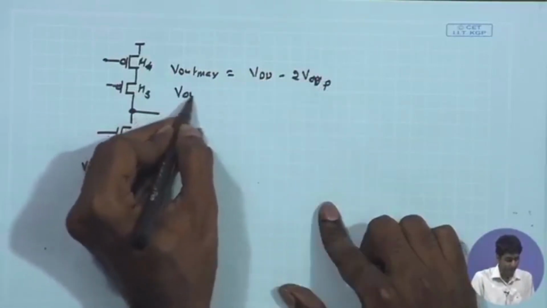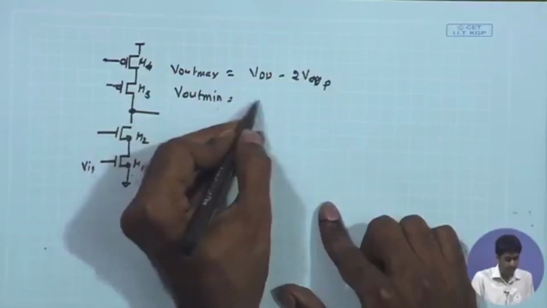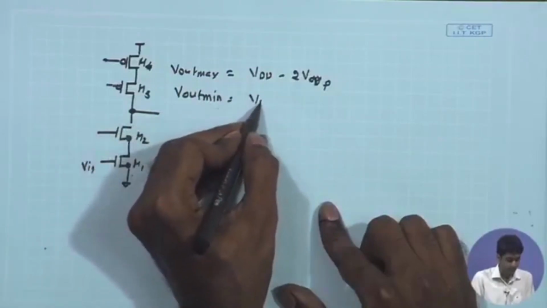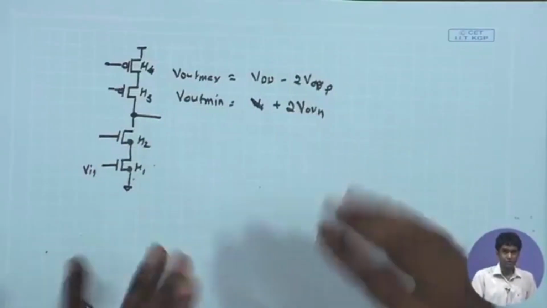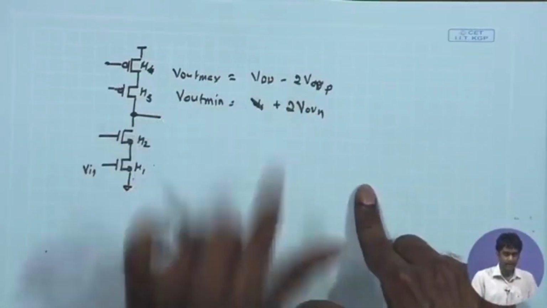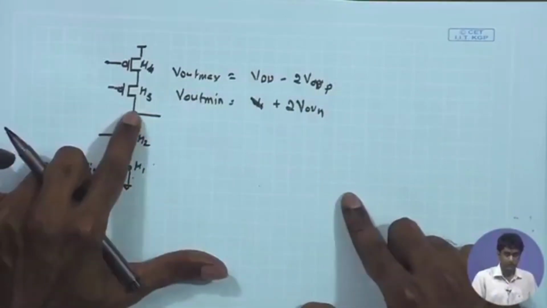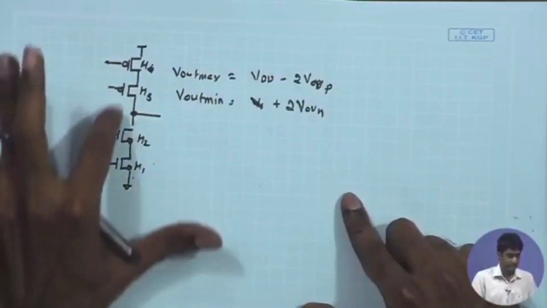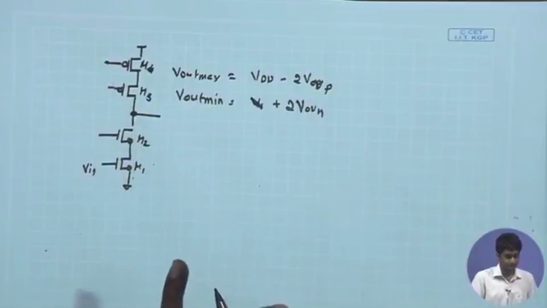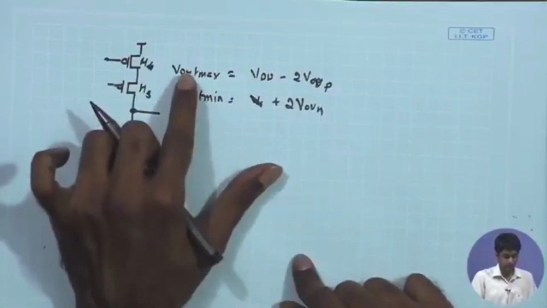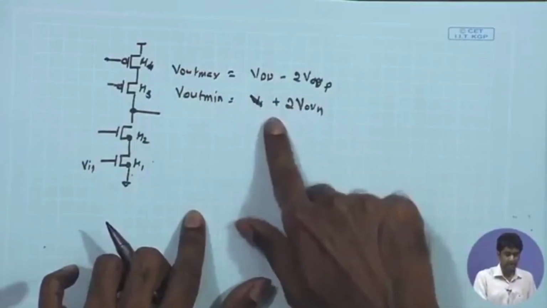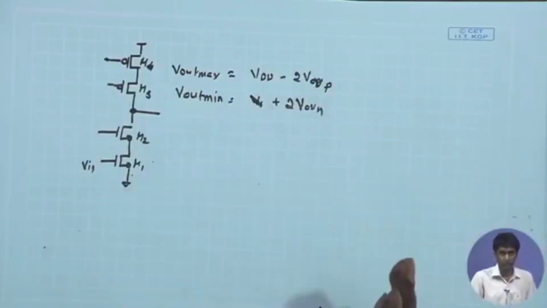and V out min that we can have is simply 2 V overdrive of NMOS. So this is the minimum and maximum output level that you can have, provided I have the freedom to control the gate voltages. Therefore, if I look at the overall swing that you have, V out max minus V out min, we have VDD minus 4 V overdrive.